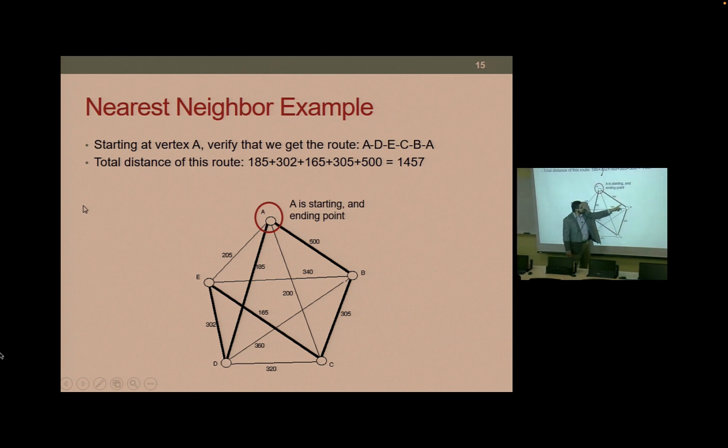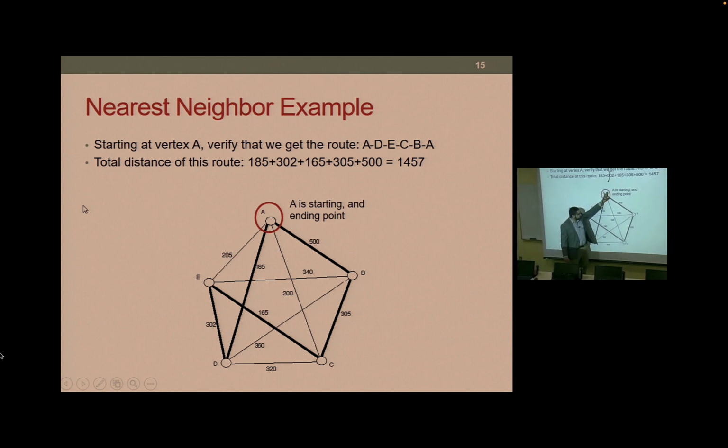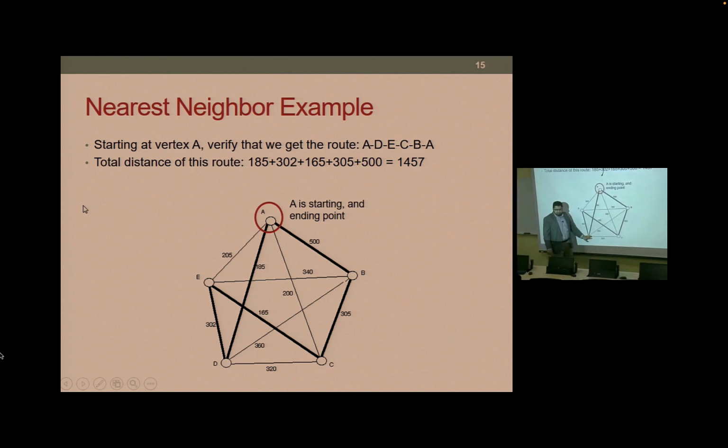Point B is 500 units away, so that's not the closest. E is 205 units. D, which looks really far on paper, is only 185 units away. So starting at A, the closest next point is D, so you will go from A to D. So A has been visited and D has been visited.